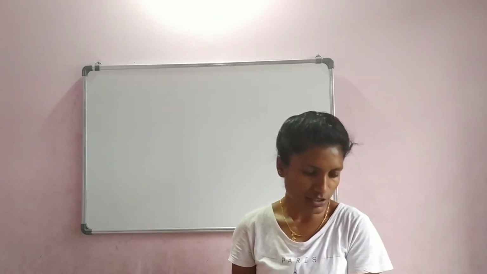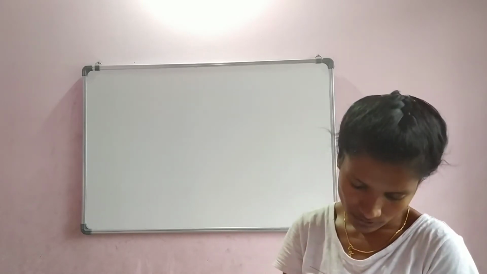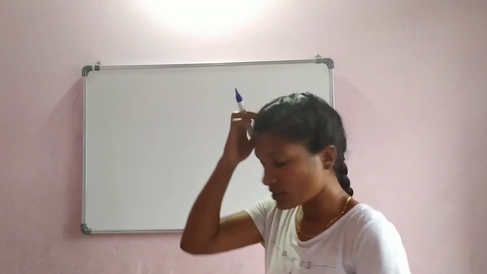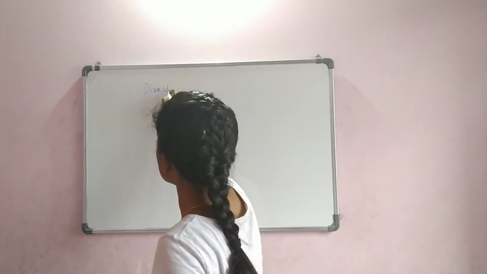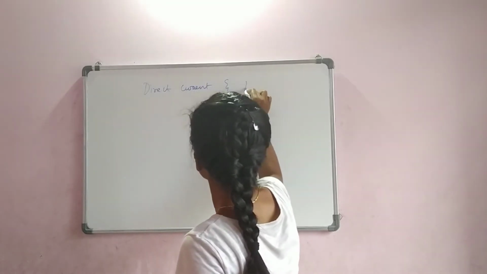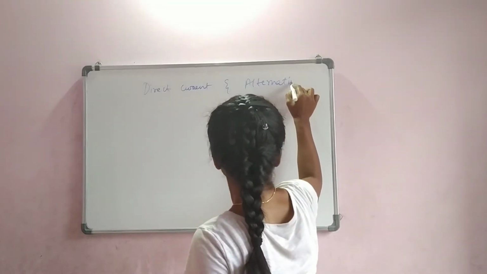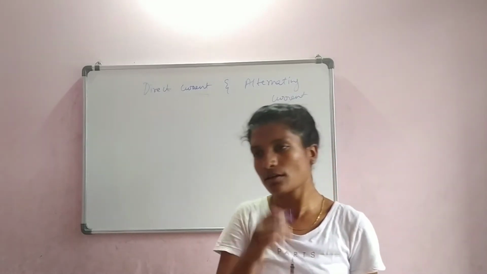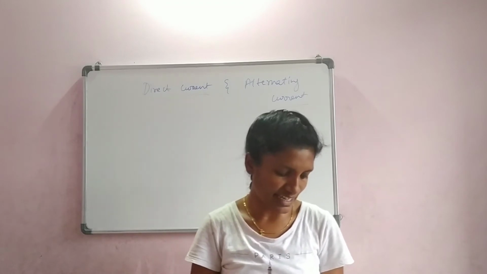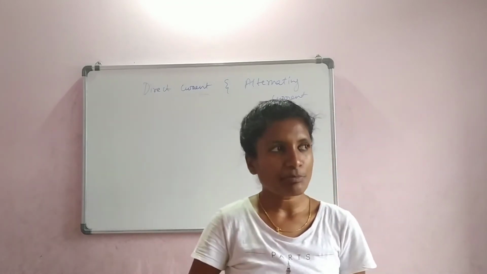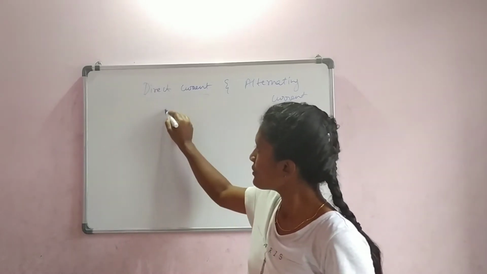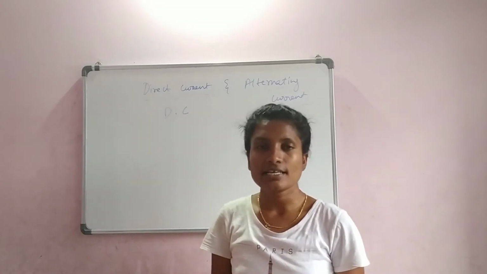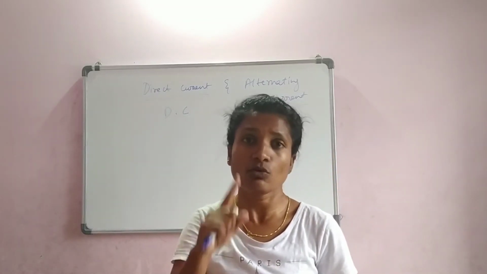Okay. The next concept is direct current and alternating current. So we know what current is, the flow of charges. In that, current again has two types, the direct current and the alternating current. Direct current is also denoted by DC, alternating current is also denoted by AC. DC is the current flowing in only one direction.